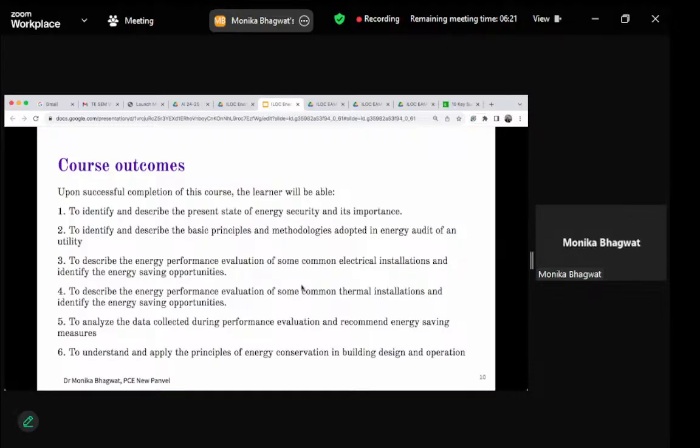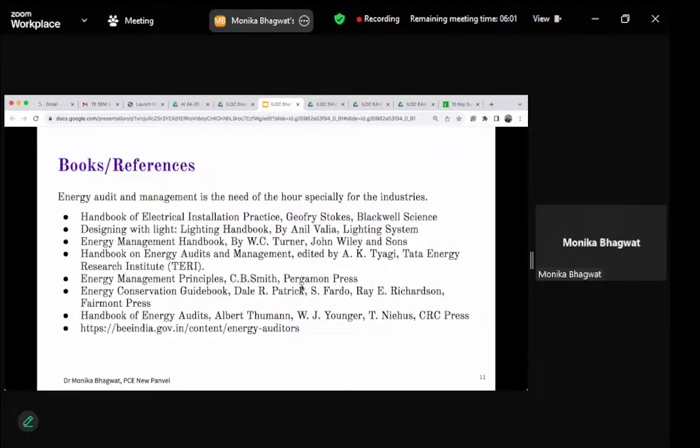Then you can analyze the data collected during performance evaluation, and with that data, you can recommend energy saving measures. And the last one is you will be able to apply the principles of energy conservation in building design and operation. So these are the course outcomes which you will be gaining after taking up this course. Now here are some of the books and references which you will refer to for completing this course.